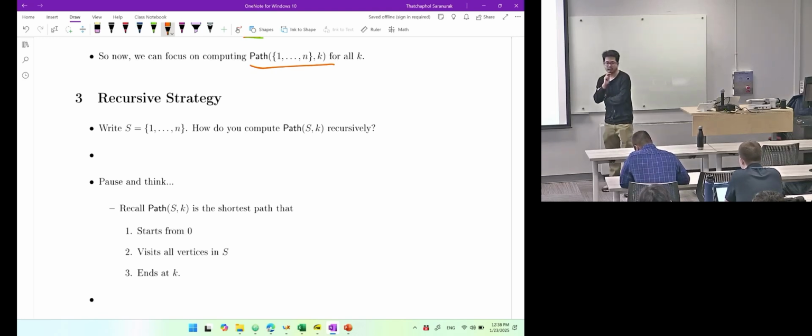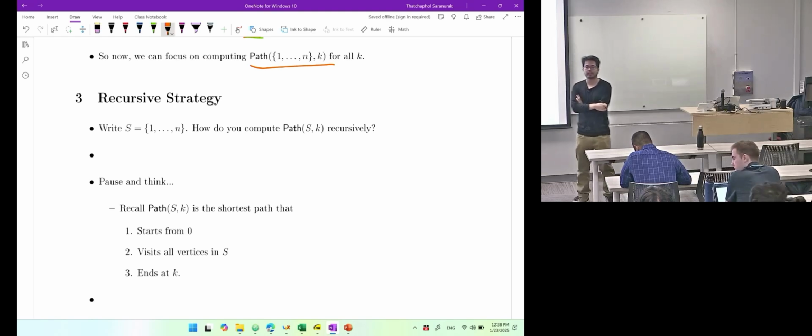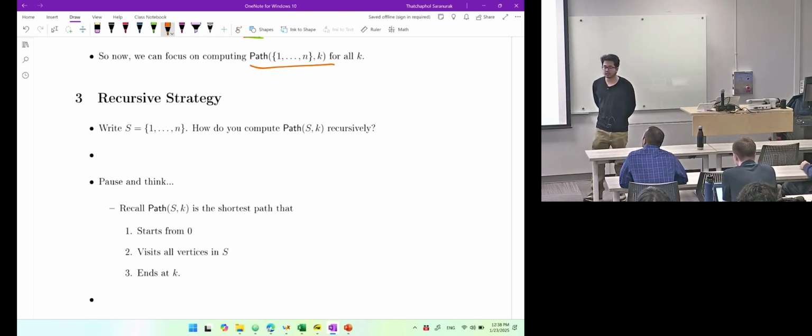Okay. Any suggestion? This might be wrong, but I guess because it starts from 0, there are n minus 2 vertices that could be the second to last one. So you could recursively take the shortest path from 0 to each one of the second to last, and then add the distance between that one and K, and then find the minimum of all those. Good, good. Yeah, very nice.